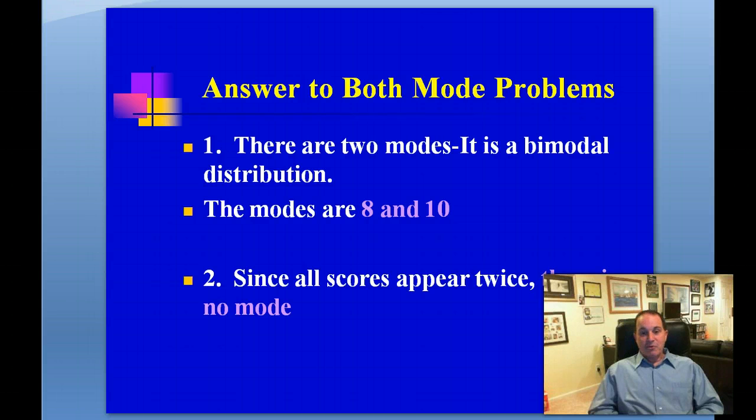When you did the problems, or assuming you did the problems, you would find that in the first one there are 2 modes. It is a bimodal distribution. The modes are 8 and 10. And in the second one, since all scores appear twice, there is no mode.